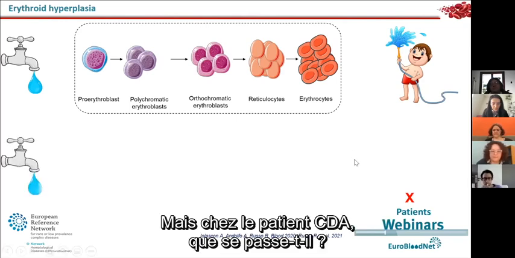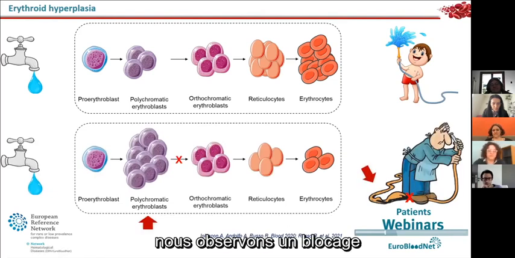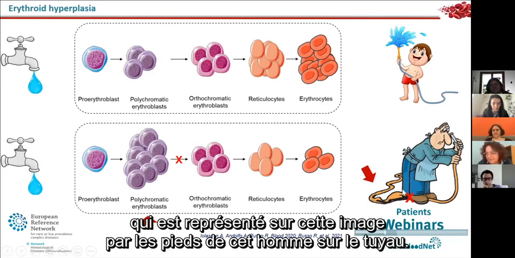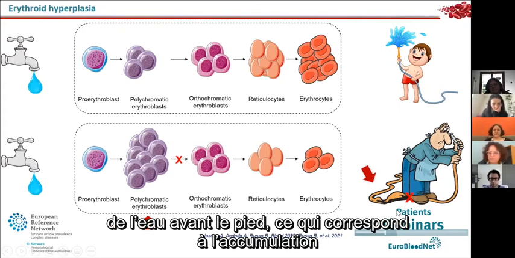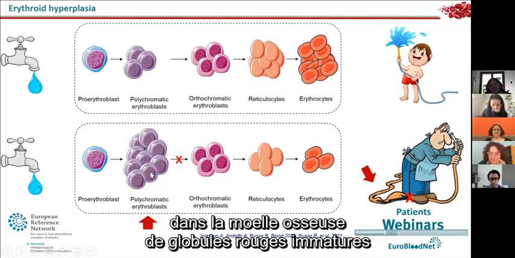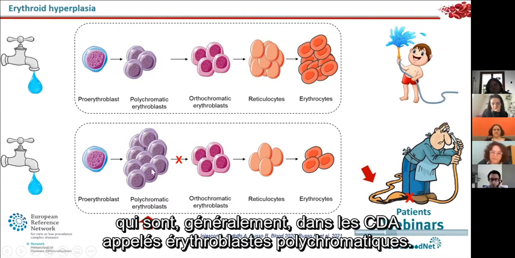But in CDA patients, what happens? In CDA patients, we observe a block that is represented in this picture by the feet of this man on the water tube, and this block accounts for an accumulation of the water before the block, that corresponds to the accumulation in the bone marrow of the immature red cells that in most of the CDAs are termed polychromatic erythroblasts.